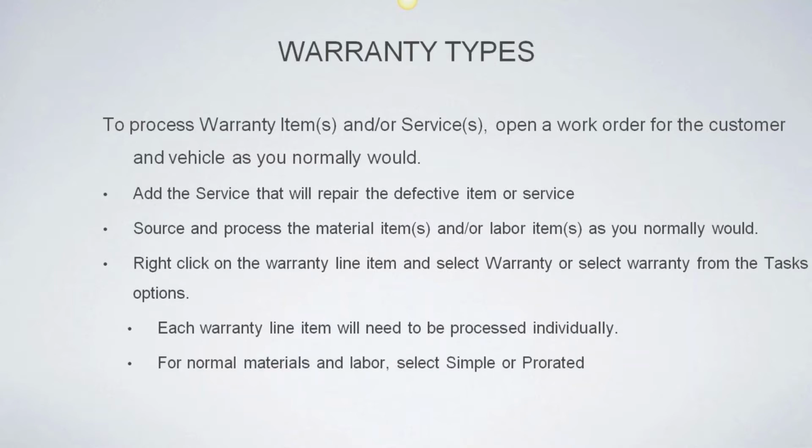And for normal material and labor, we have two options, simple or prorated, which we're going to spend a little bit of time on. And then for tire warranties, we have tire wear. So there are really three different types of warranties: simple and prorated under normal circumstances, and then tire wear strictly when you get tires. Okay, so let's talk about the simple warranty. A simple warranty is a calculation that is not according to any time or use on the item.